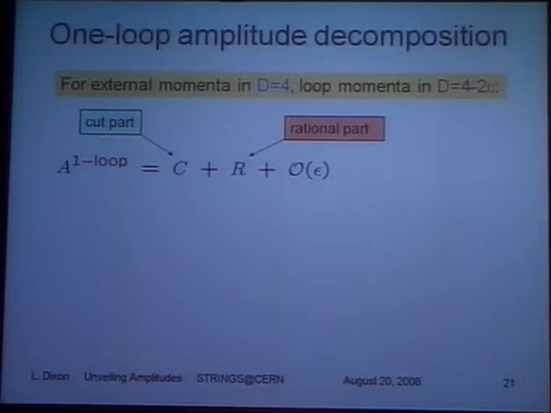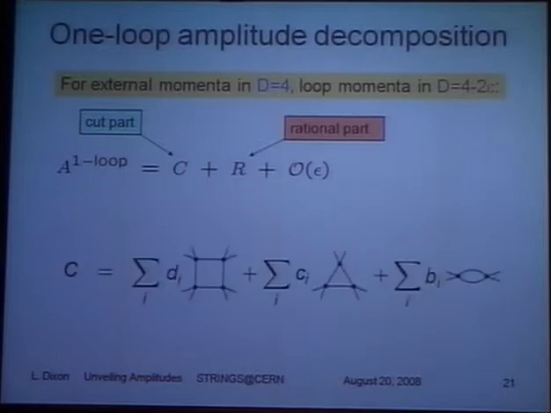So we can define an amplitude as having a part that has cuts in it, which we call the cut part, and then a part that is just rational functions of the momenta, which we call the rational part. And it turns out that the cut part can actually be decomposed into products of more rational functions, these coefficients here, multiplied by particular scalar integrals. And these scalar integrals are ones you would probably expect, bubbles and triangles and boxes. But what's kind of interesting is there aren't any pentagons or hexagons. I'll mention a reason for that a little bit later. But let's just take this for granted for the moment.